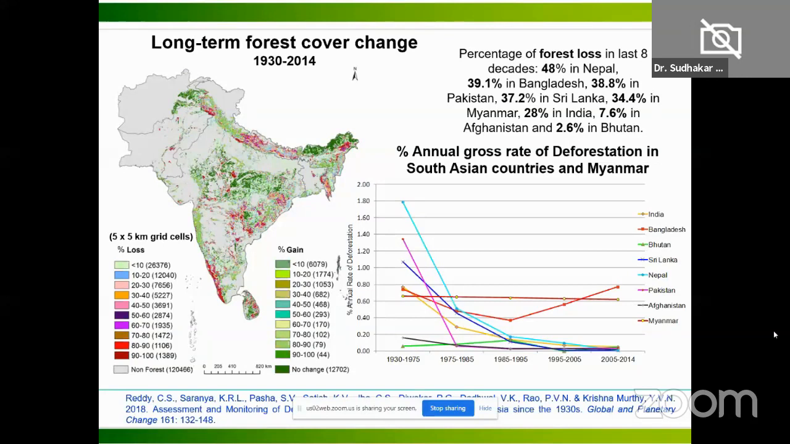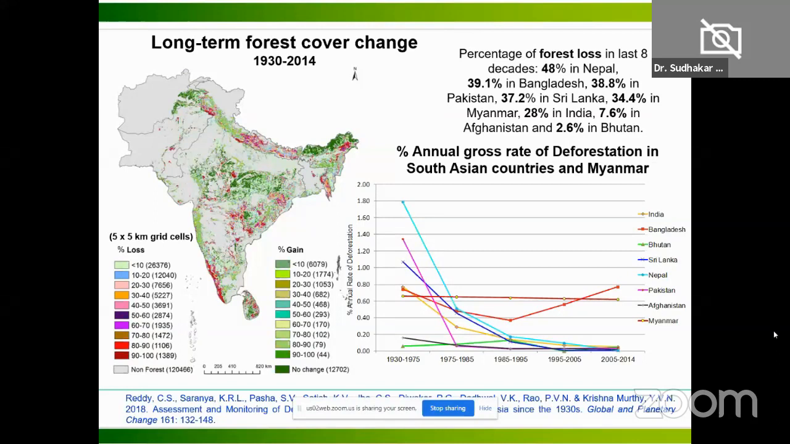So if you see the overall change, the loss is accounted for. If you see Nepal, 48% of forest cover depletion in Nepal, 39% in Bangladesh, and in India, it is 28%. It doesn't mean that India is having less loss of forest cover. So here I considered the forest cover with reference to the total geographical area of that country. So overall, India has witnessed more deforestation as compared with the other countries.